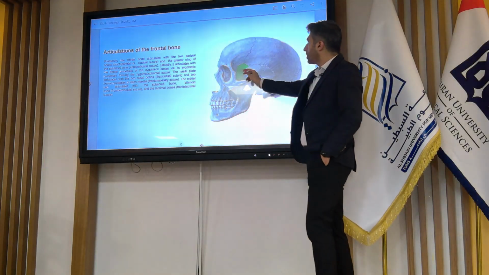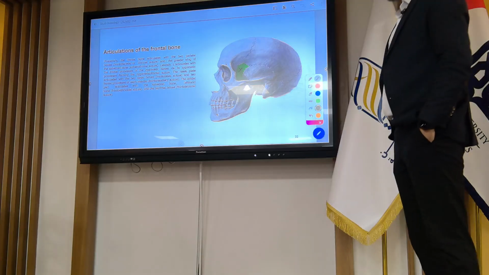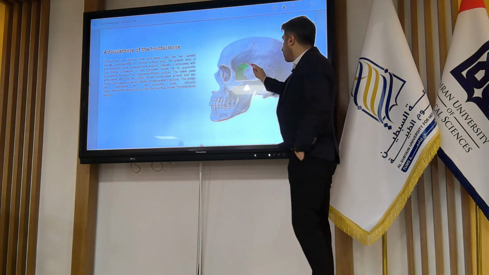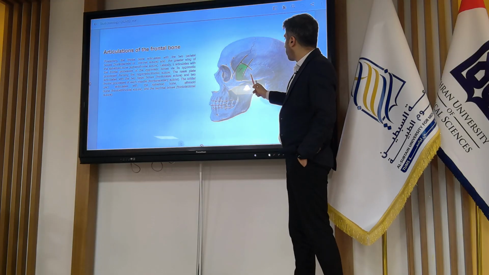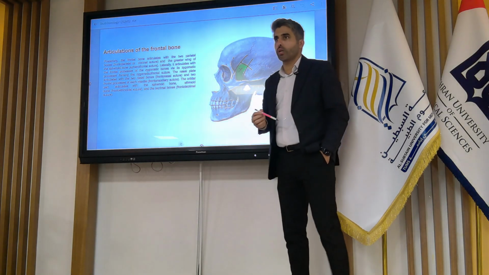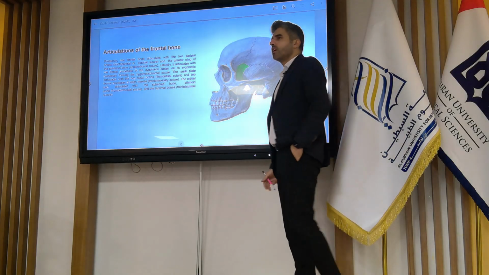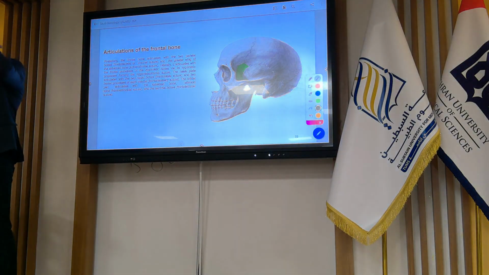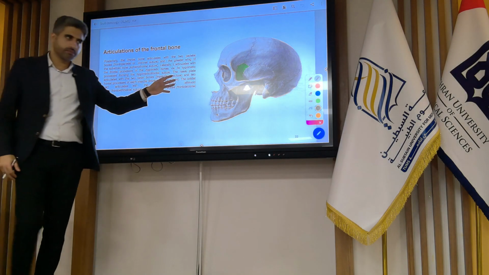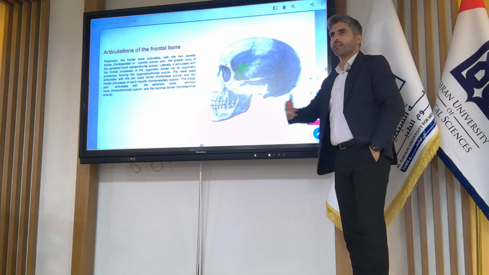What is this green color? Greater wing of the sphenoid. I told you this H shape is the pterion: frontal bone, parietal bone, temporal bone, and this one is the greater wing of the sphenoid. So for the articulation of the frontal bone, you don't need to memorize that. You know that the frontal bone posteriorly attaches to the parietal, attaches to the nasal, attaches to different bones. So this slide talks about the different bones the frontal bone attaches to.